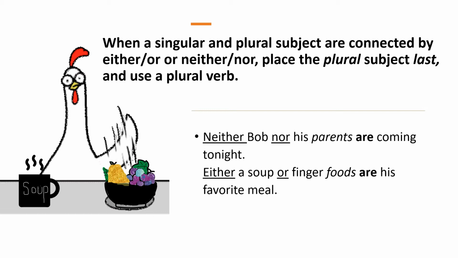So kind of think about that when you're trying to figure out your grammar here with which verb to use. Always place the plural last. You know, meet Bob and his parents. Same order here. Neither Bob nor his parents are coming tonight. Let's look at the next sentence. Either a soup or finger foods are his favorite meal. All right, why did we use are? Because we have two subjects. One is singular, soup. One is plural, foods, finger foods. So we use the verb that agrees with that second one, the second place, the one that's closest to the verb, okay? Finger foods.